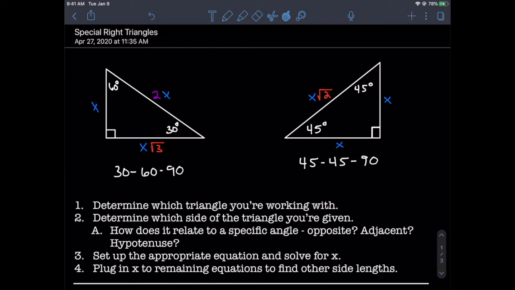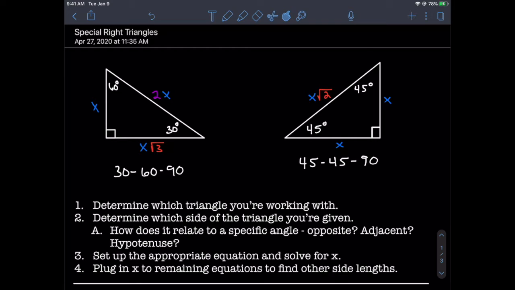So for example, if I know that I have a triangle that has 30 degrees, 60 degrees, and 90 degrees, I know that the hypotenuse is going to be twice the length of the side that's opposite the 30-degree angle. I also know that to find the length of the side that's adjacent to the 30-degree angle, I'm going to take the length of the side that's opposite the 30-degree angle and multiply it times the square root of 3.